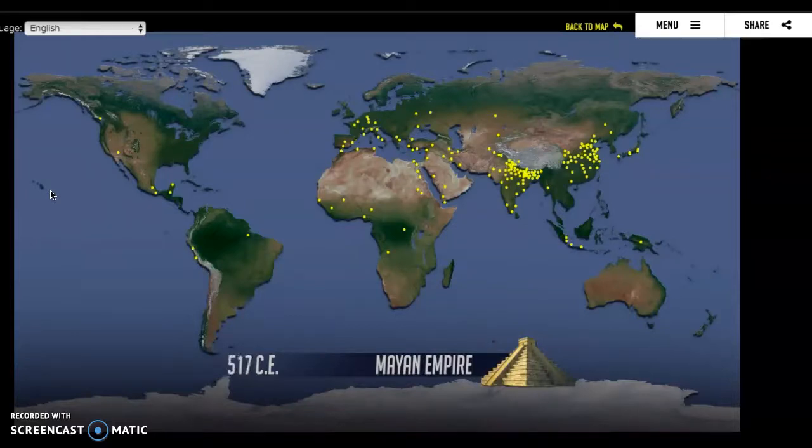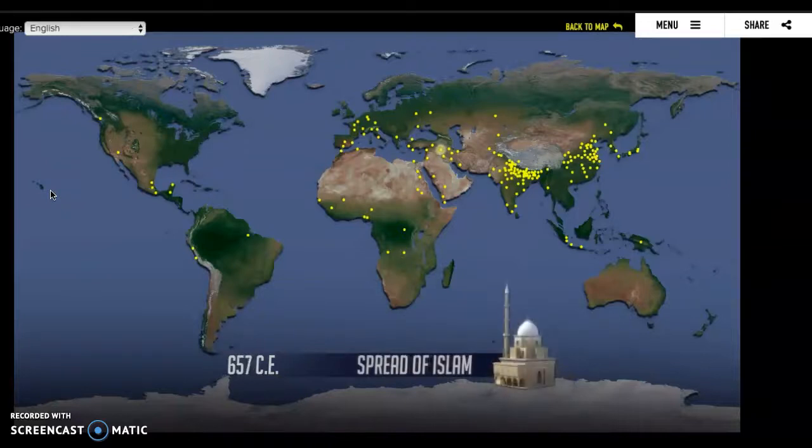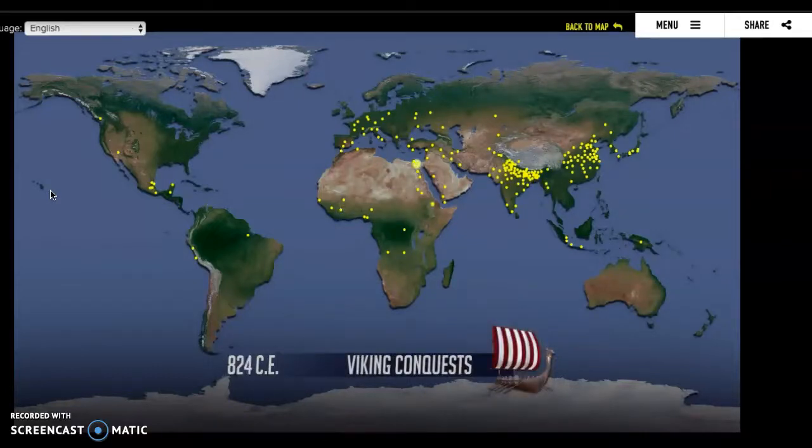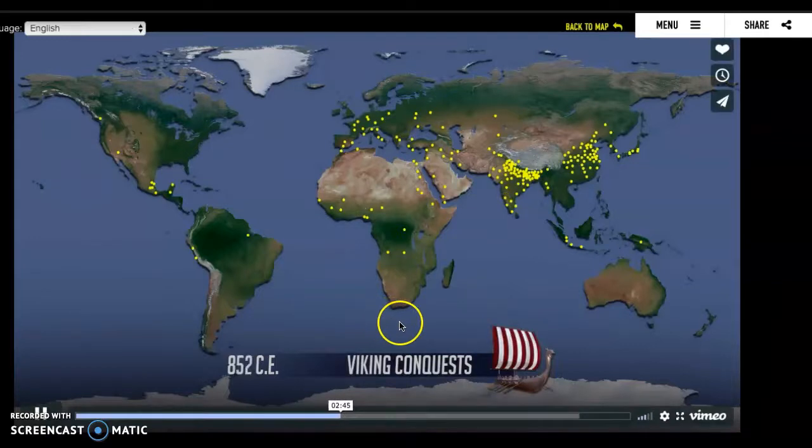We're about 500 years in. Our population really hasn't changed a whole lot. Not going up a lot, not going down a lot, staying pretty consistent. Okay, we're a little bit more than 800 years in. We have the Viking conquest going on. Ragnar's going all over the world. Population still staying about the same.